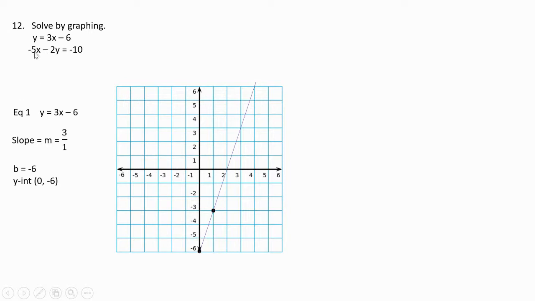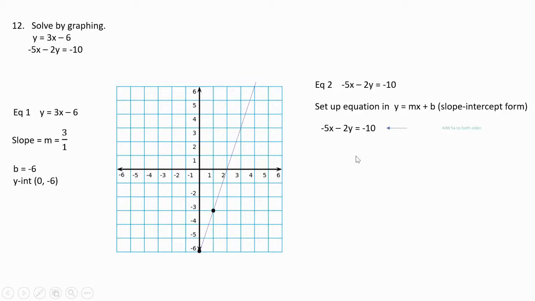Now I need to solve the other equation, -5x minus 2y equals -10. I need to set it up in slope intercept form, y equals mx plus b, so we can apply what we did in equation 1. First, I need to add 5x to both sides. It cancels on the left side, and 5x and -10 you cannot combine because they're not like terms. Then you divide everything by -2, so this becomes y equals -5/2 x plus 5, because -10 divided by -2 gives you 5.